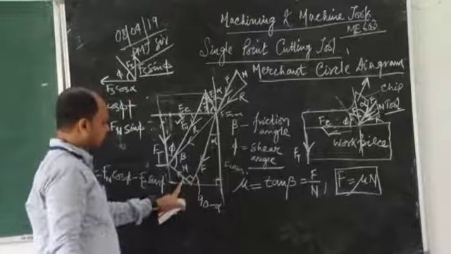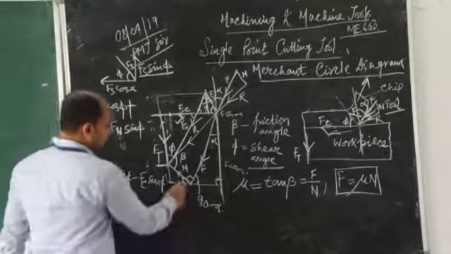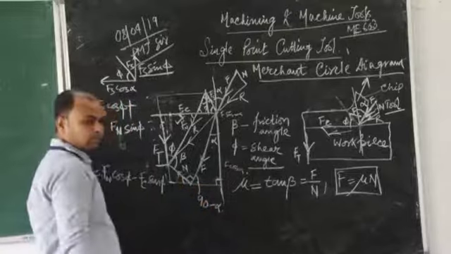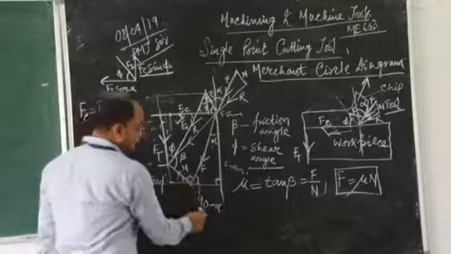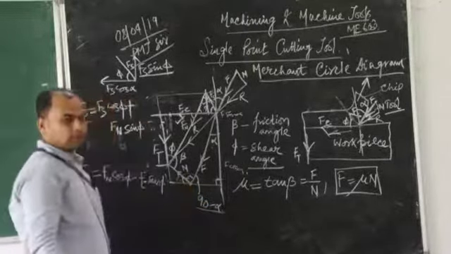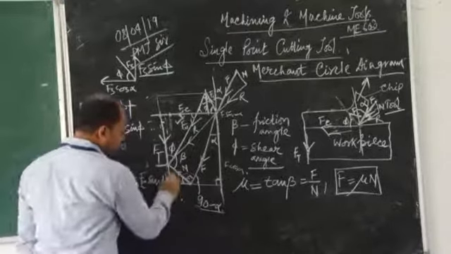Now we have to find this angle. The total angle is 180, this is 90 and this is 90, so this angle is alpha, only alpha. So this is alpha. Now N, this is the N. This is the alpha, so this will be N cos alpha, and this will be N sin alpha.